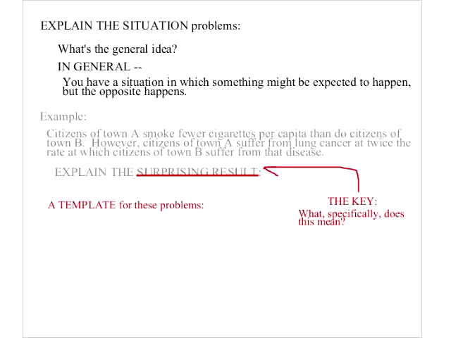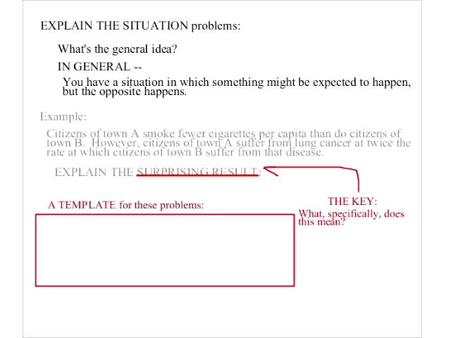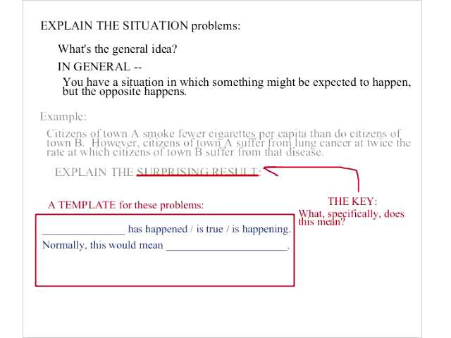Whenever you have one of these problems with a surprising result or a discrepancy or something that you have to explain, you should be able to fill in the following blanks. Normally, in general, this is the kind of thing that has happened, or is true, or is happening. Normally, this would mean blank, but this time, blank has happened, or is true, or is happening instead.